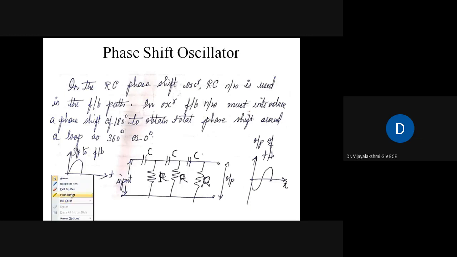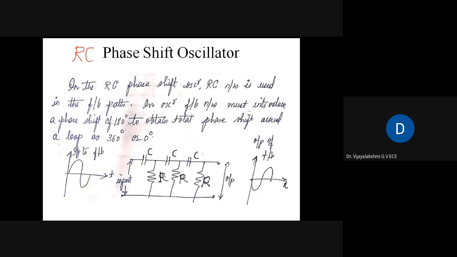I've just written here as phase shift oscillator. Actually, it is RC phase shift oscillator. So why is it called RC phase shift oscillator? You already know because I told you the different categories of the oscillator. This oscillator uses the components R and C. That's why it is RC phase shift oscillator.